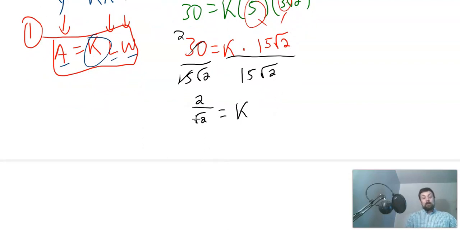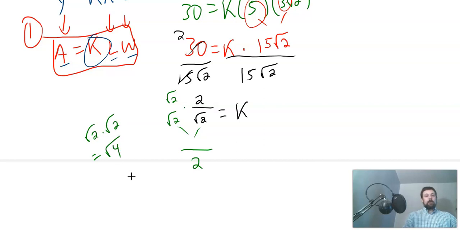The way you rationalize the denominator, we talked about this back in chapter 1, and it's coming up again at the end of chapter 2. When it's a square root, you just multiply the square root by a copy of itself. That always rationalizes the denominator. So I'm going to multiply by another square root of 2. If I do that to the bottom, I have to do the same thing to the top. Square root of 2 times the square root of 2 is the square root of 4, which is just 2.